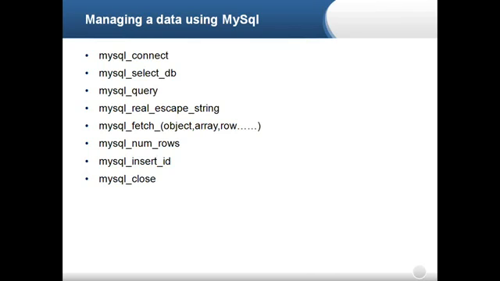mysql_insert_id: when you have an auto incremented column, you're not sending the auto incremented value. You will just pass the values which are essential to insert into the database, and the database will auto increment the primary key or the unique or whatever auto incremented column is there. To know what ID is being inserted at that time, we can use the mysql_insert_id function, which will return the latest inserted auto incremented ID.